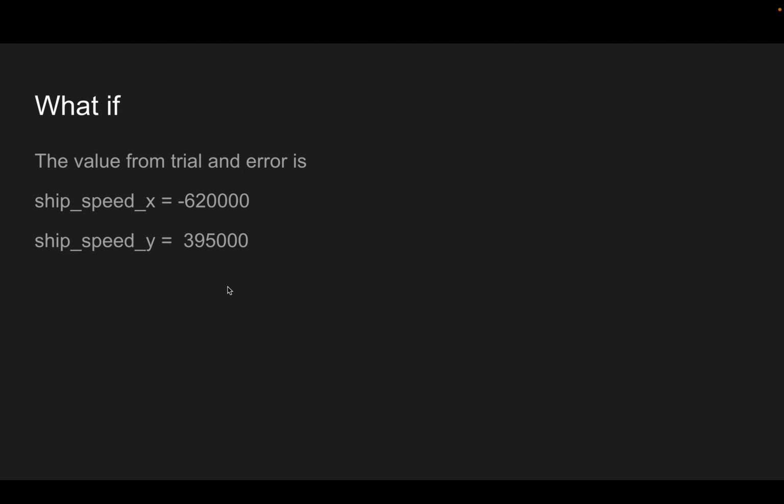And then the value from trial and error for the what-if question is negative 600,620,000 and 395,000 for the ship speed.